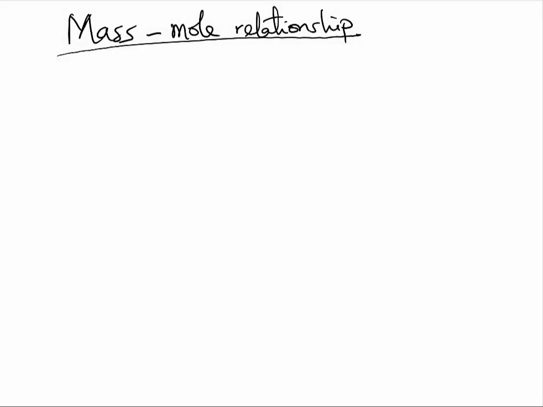Let us now learn about the relationship between the mass of a substance and the mole. Let us try to remind ourselves of what we already know. We know that 1 mole of a particle will contain 6.022 times 10 to the power of 23 of the particle.